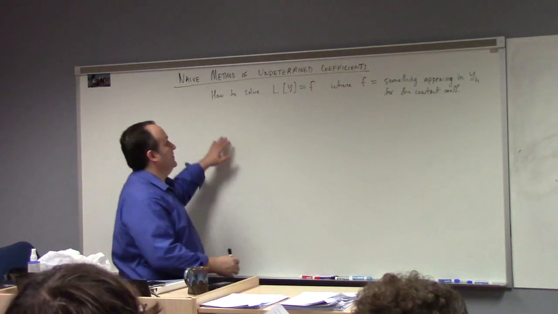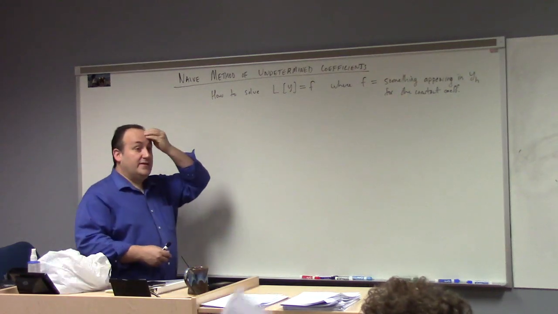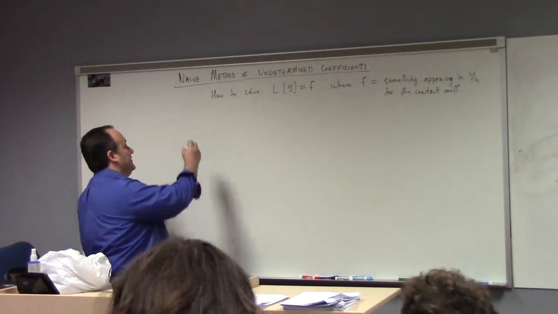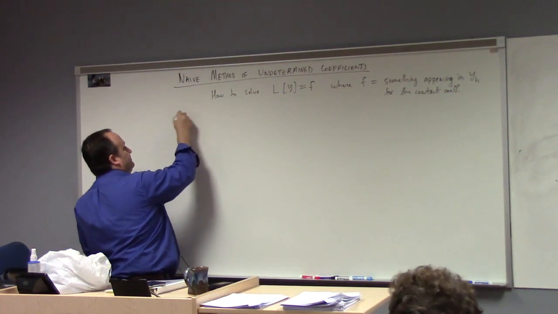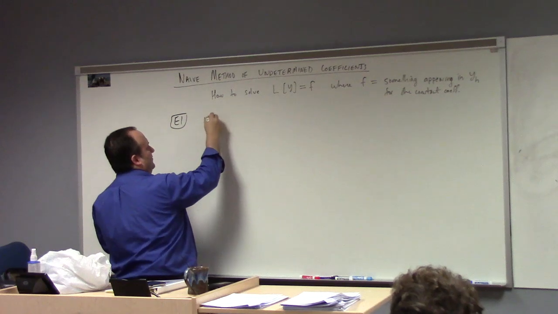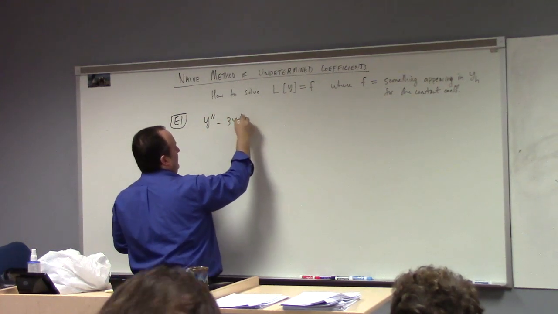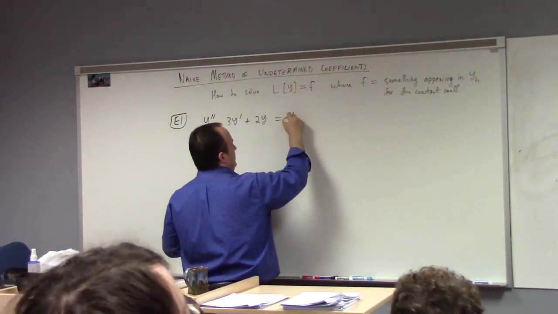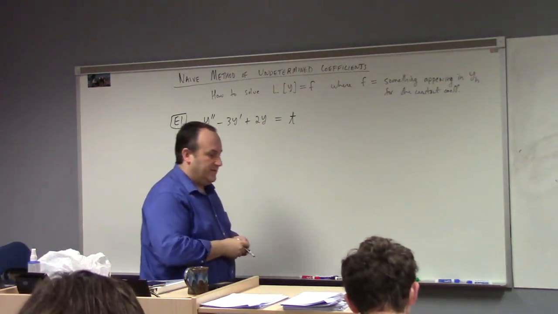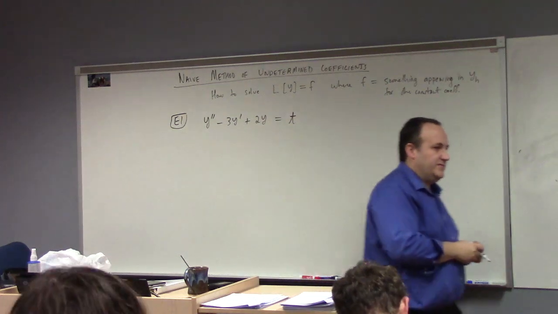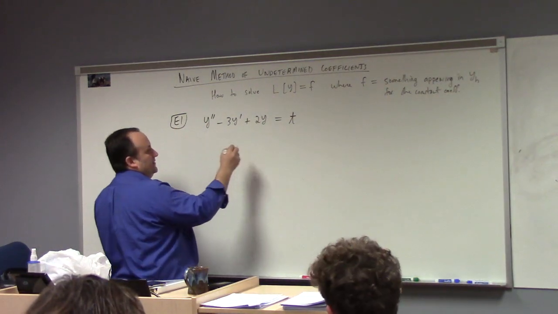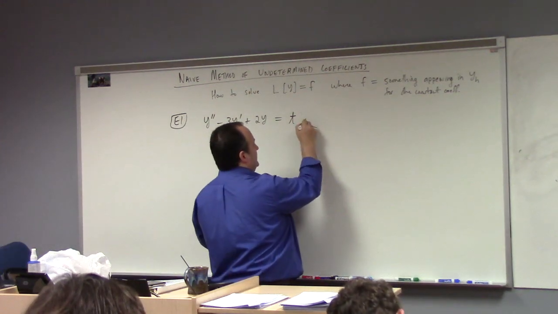So how do you solve L of y equals f, where f is like something appearing in the homogeneous solution? Let's look at an example. Suppose you're going to solve y prime prime minus 3y prime plus 2y equals, let's say, t. How would you solve this problem? This is a non-homogeneous problem. We haven't solved these before. So here's the method.